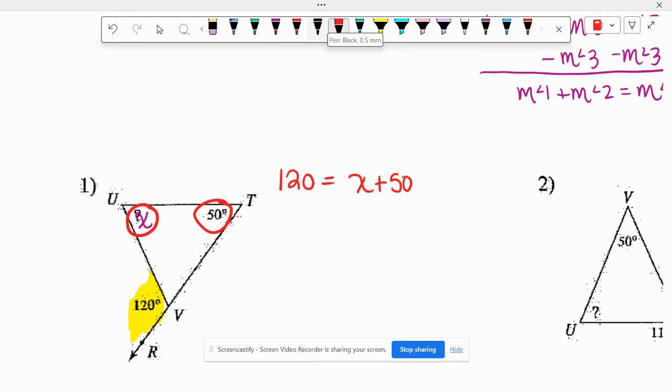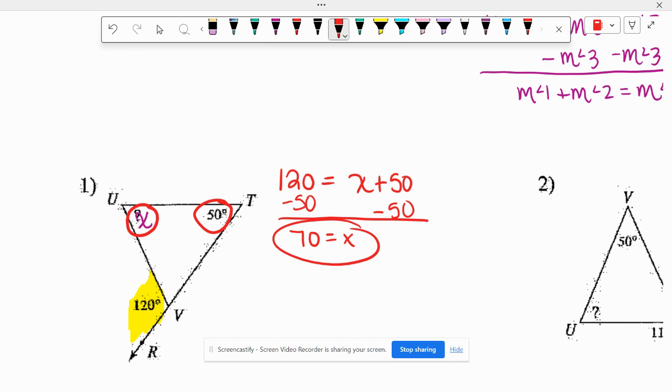So now what am I going to do? That says X plus 50. What's the undo of plus? So subtract 50 from both sides. 120 minus 50 is 70. 70 equals X. And that's it.